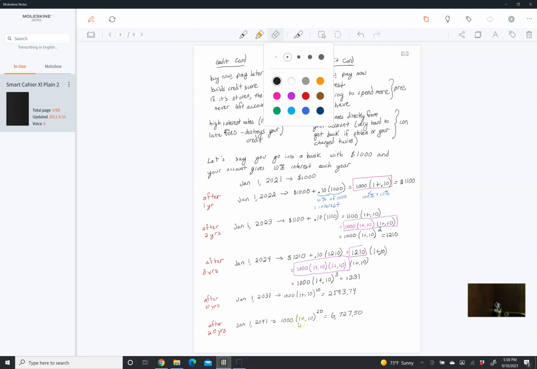Okay, so a couple of things to remember. When you put this into your calculator, calculate the 1 plus 0.10 first, raise that to the 20th power, and then multiply by 1,000. Okay, that's important because of order of operations.